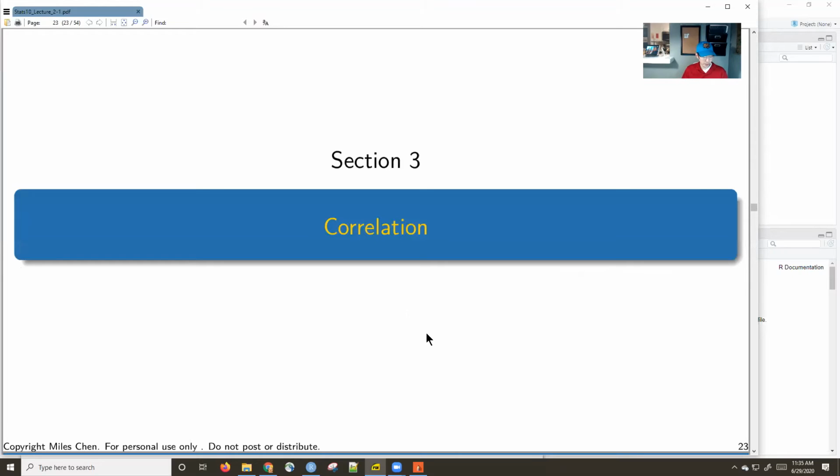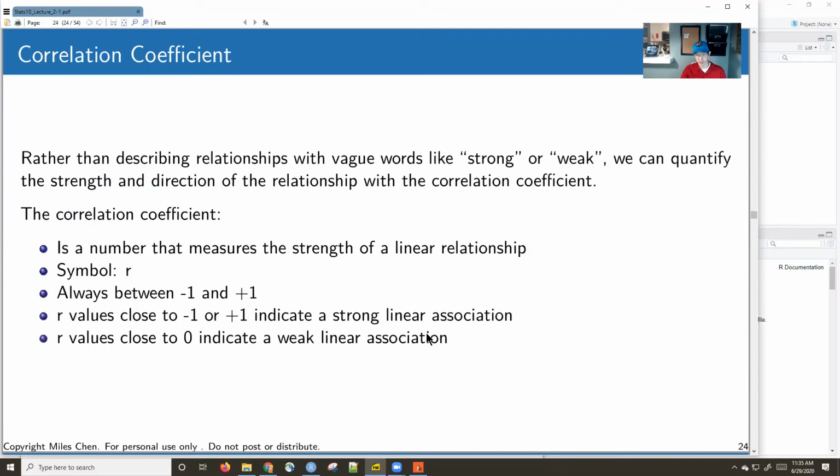All right, and so now we will continue on and talk about correlation. So far we've just been using vague descriptors like strong and weak when we were describing a relationship. We're going to introduce a statistic called the correlation coefficient that quantifies it, okay?